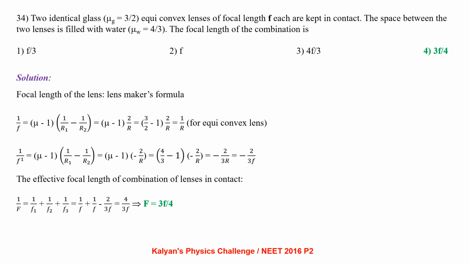Two identical glass equiconvex lenses of focal length f each are kept in contact. The space between the two lenses is filled with water. The focal length of the combination is?